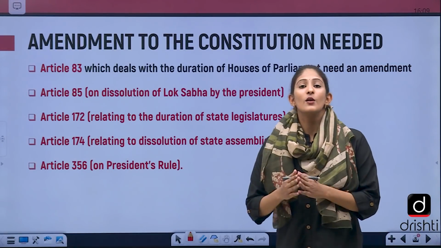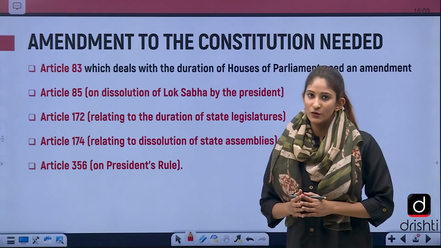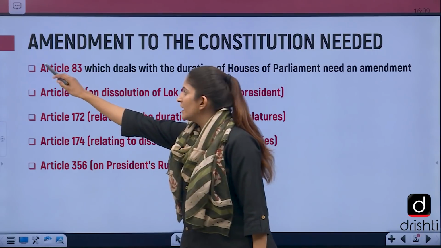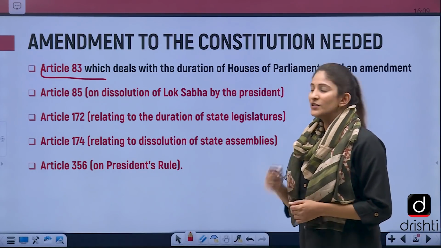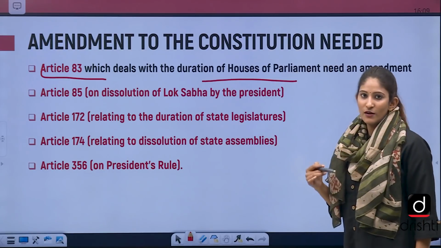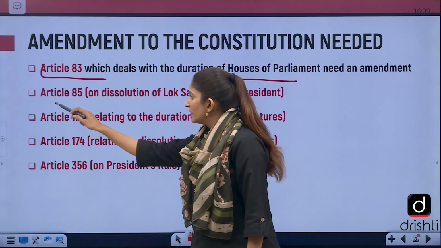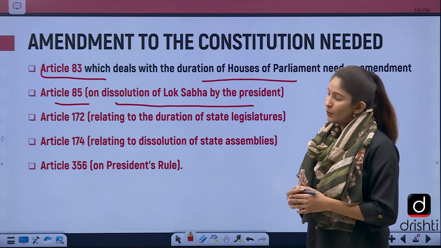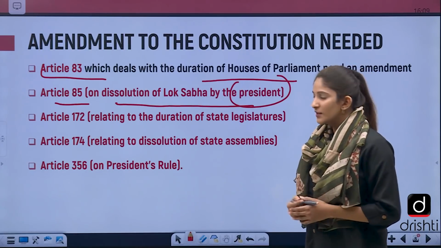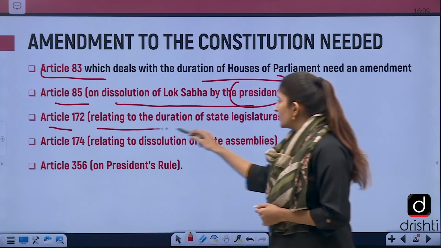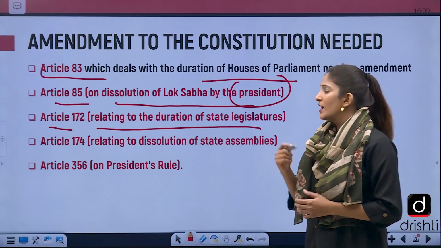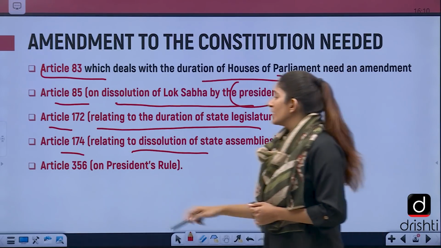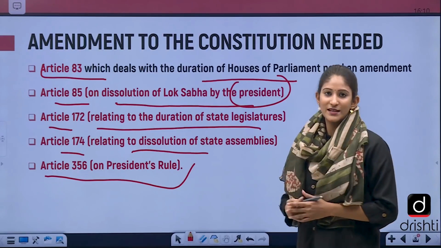So moving forward, let's talk about amendments to the Constitution. What do we need? Which articles do we need to amend for making this concept into reality? First, Article 83 needs to be amended, which deals with the duration of the Houses of Parliament. Second, Article 85 needs to be amended, which deals with dissolution of the Lok Sabha by the President. Third, Article 172 relating to the duration of the state legislature. Article 174 relating to the dissolution of the state legislature. Article 356 on President's rule.